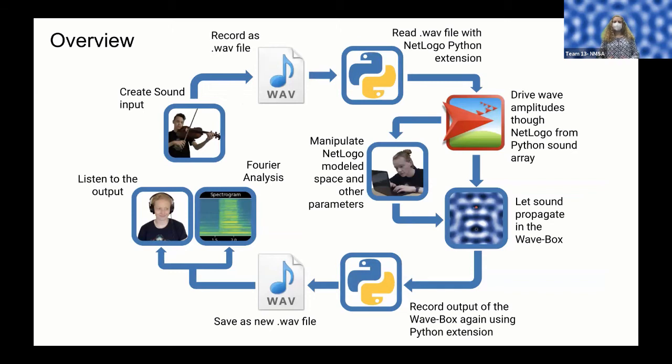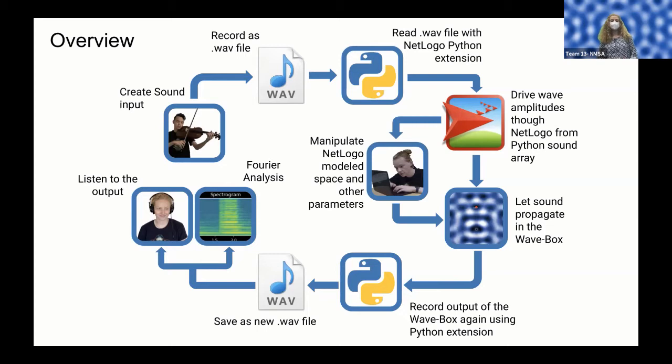So the way that we created this new form of sound is that we created a sound input, which was 2 notes played on a violin at the same time. We recorded that as a wave file, which can be read with the NetLogo Python extension. And then we can drive those wave amplitudes through NetLogo through a Python array. And we can also manipulate the NetLogo space to resemble whatever space you want to affect the sound, such as by adding a wall or changing the materials that are in that space.